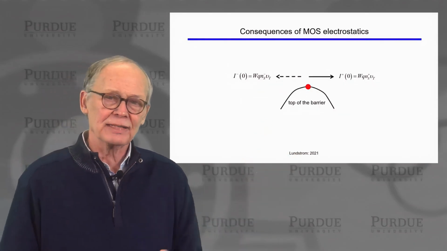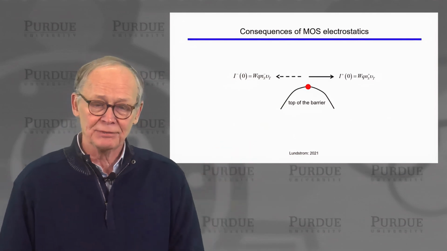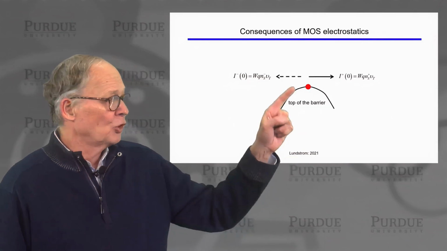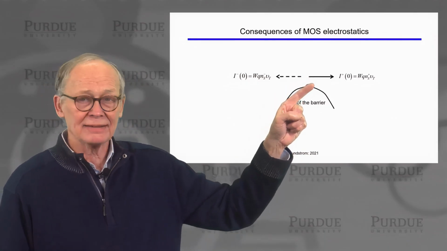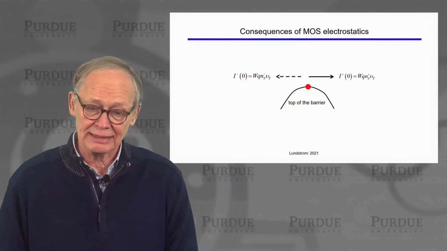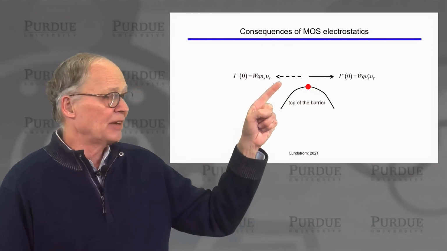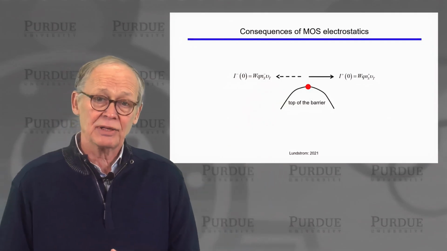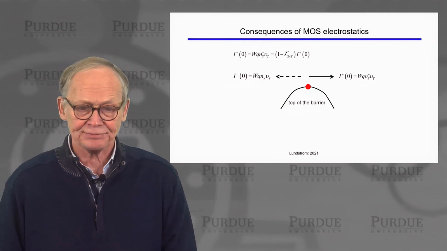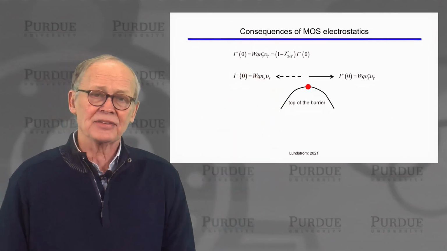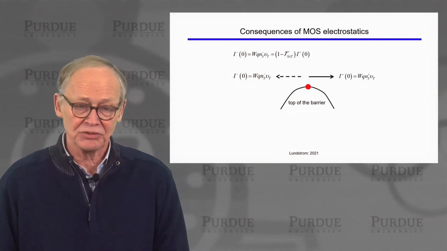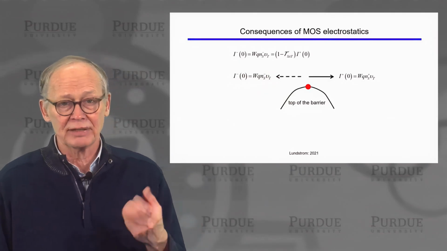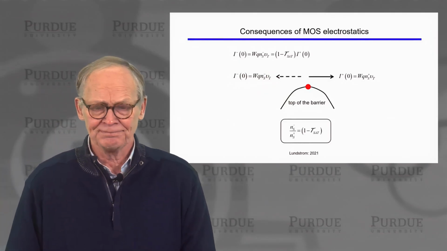Let's look a little more closely at the virtual source at the top of the barrier, and let's think about the consequences of MOS electrostatics. So we have an injected current, a positive current that is carried by electrons with positive velocities. We have a backscattered current directed in the negative x direction that is carried by the electrons that have a negative velocity. We also know that this backscattered current, I minus at the virtual source, is simply 1 minus transmission times I plus. It's the part of the injected current that backscattered and returned to the source.